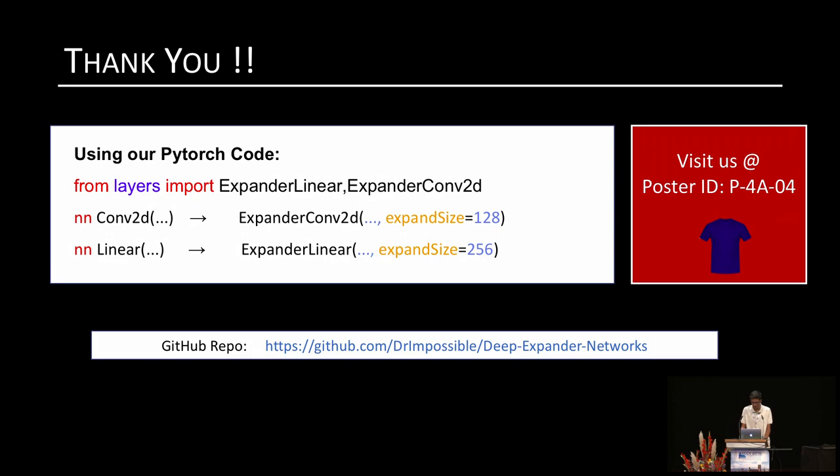Our PyTorch code is available at the GitHub repository mentioned below. To use it, all you need to do is to convert your convolutional and linear layers to the corresponding expander layers. For more information, please visit us at our poster. Thank you.